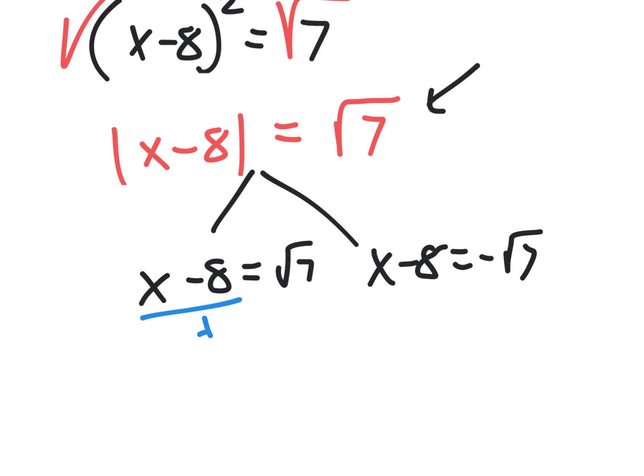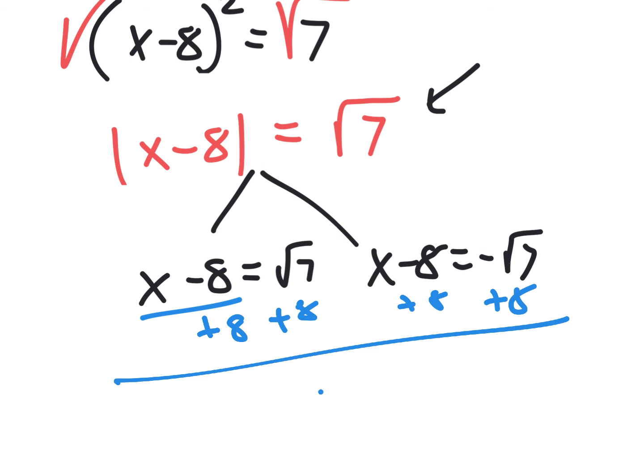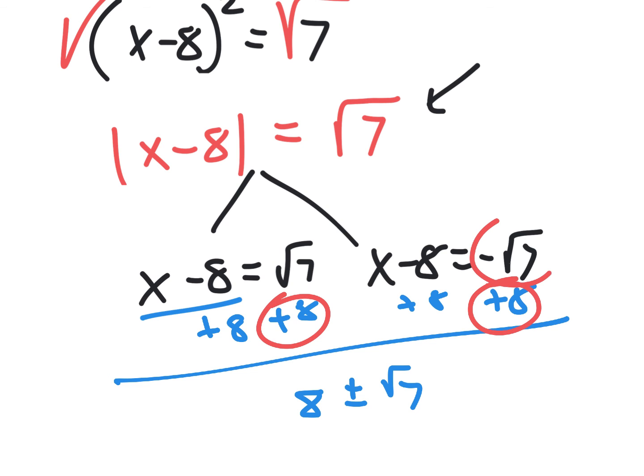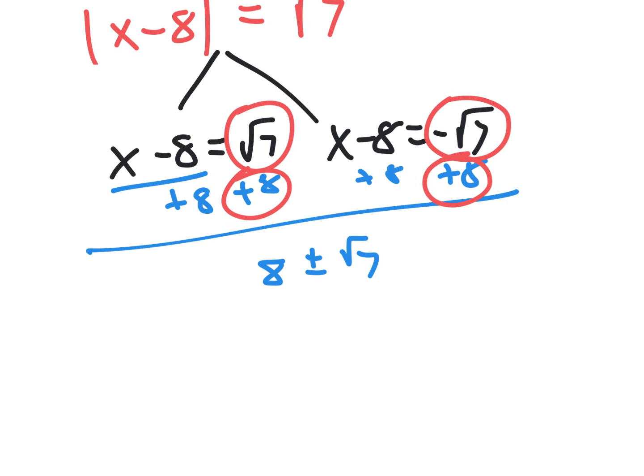Okay. So I add 8 to both sides, and oh my gosh, it's what I said before. 8 plus and minus square root of 7. How'd I get that? Well, here's my 8. They're both 8. And one time you have plus the square root of 7, and one time you have minus. See how quick that is?